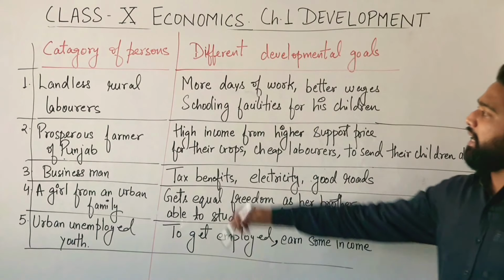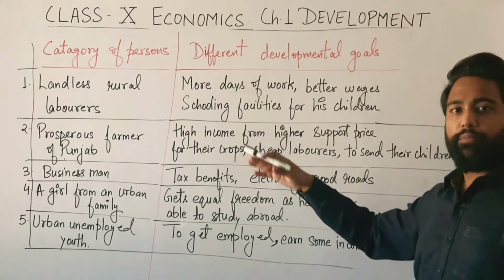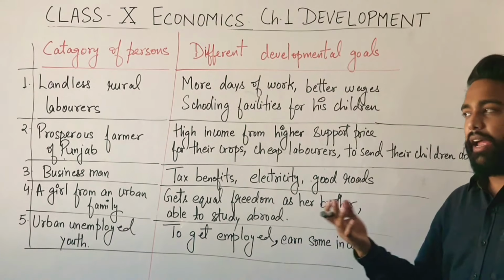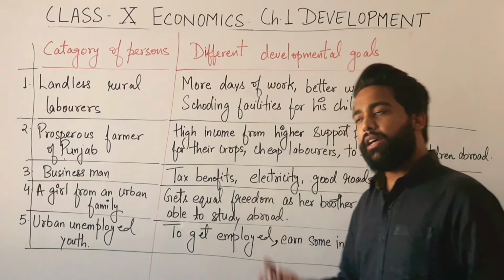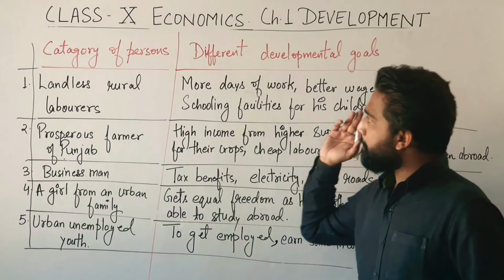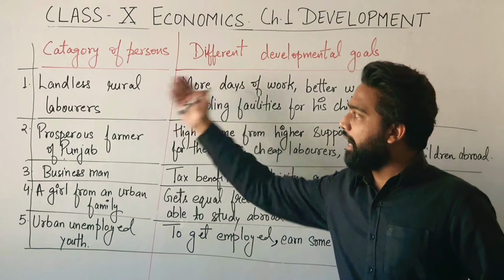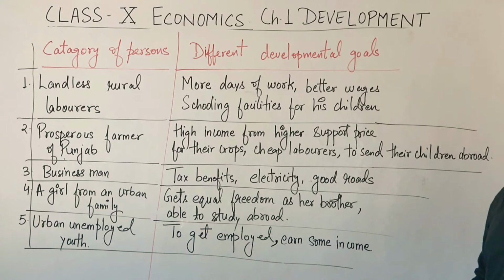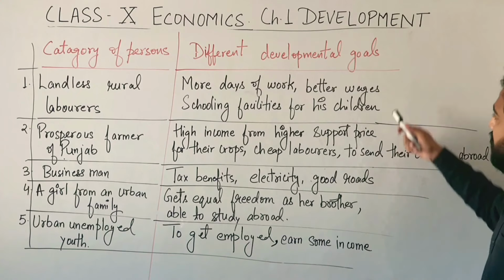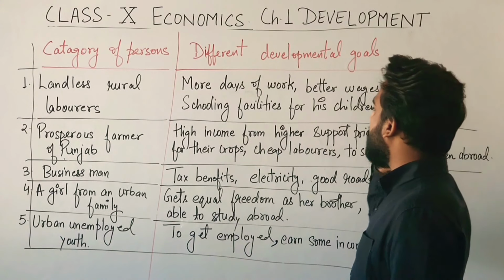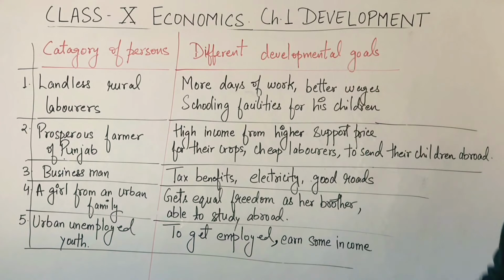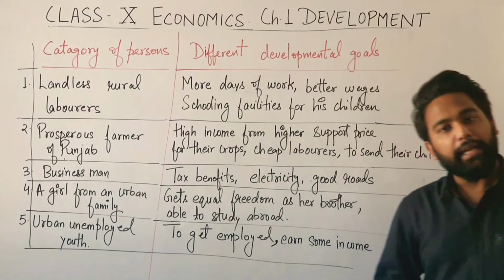Okay, let's start with the landless rural laborers. Those people who live in the rural areas and are landless. They don't have any land or property and they work for their living as laborers. So, what is the developmental goal of a landless rural laborer? What are they seeking? They are seeking more days of work. If they are getting more days of work, then they are the developed ones. And if they get better wages, then it's their developmental goal. If their children are getting schooling facilities, then it's also a developmental goal for a landless rural laborer.